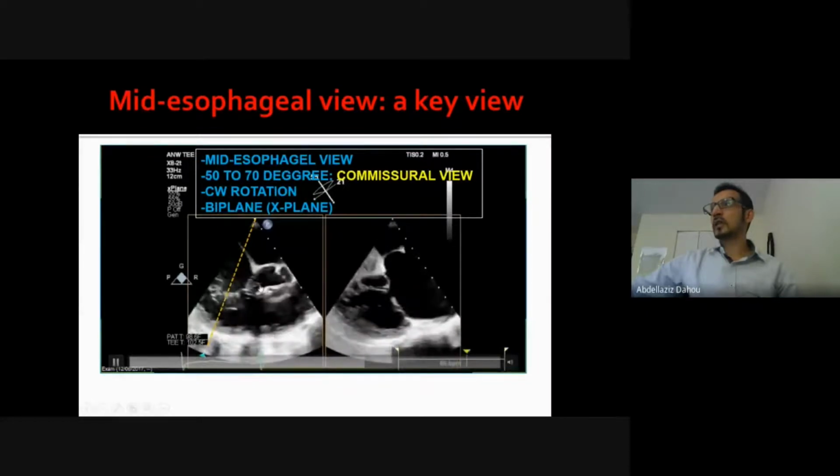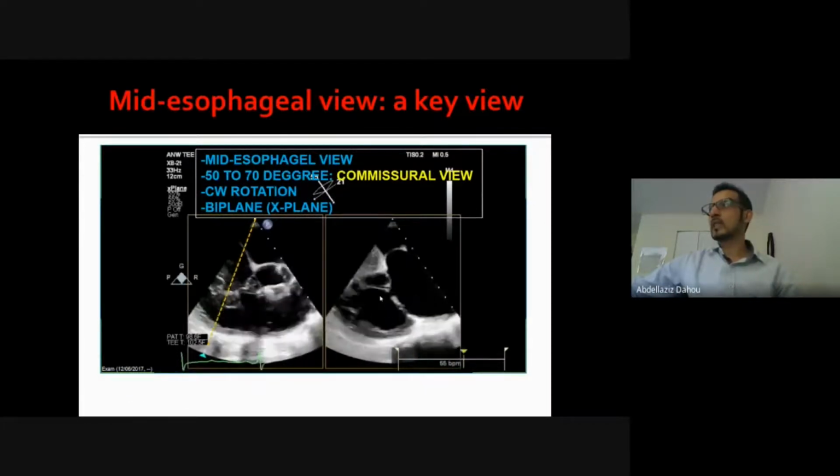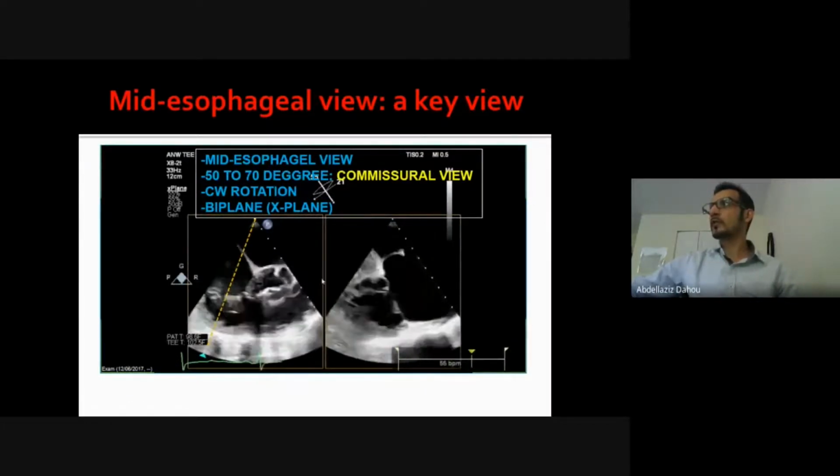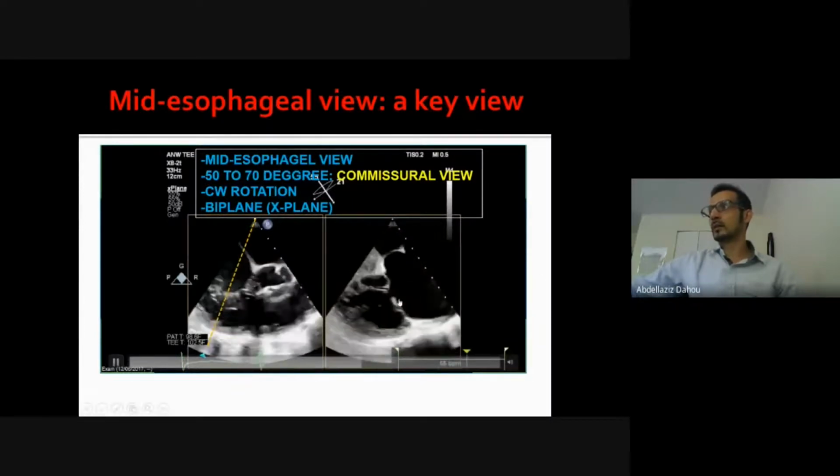So instead of imaging image by image, from one image you can acquire the view you are looking at and the second view in the orthogonal plane. So this is very helpful. This is time efficient and provides crucial information. So this view on the right side, we call this the grasping view.